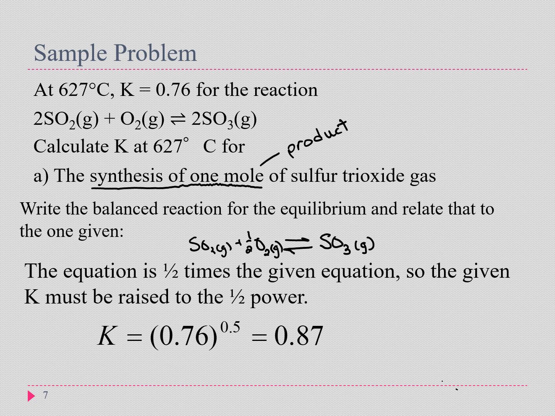And so we are going to take the K and we are going to raise it to the 1/2 power, right? We're not going to multiply K by 1/2. We're going to raise it to the 1/2 power, which is the same thing as taking the square root of it. And so our new overall K for this is going to be 0.87, right? So make sure you know those rules on working with these things.